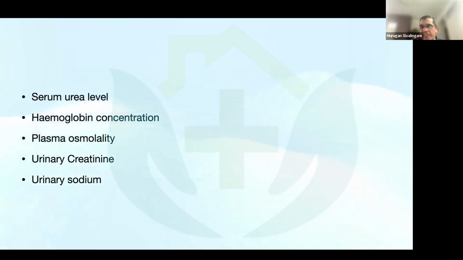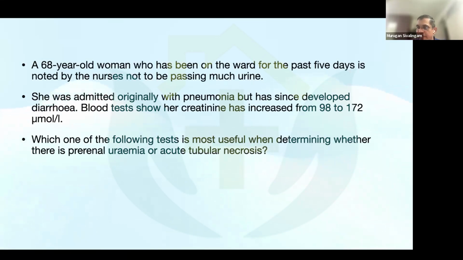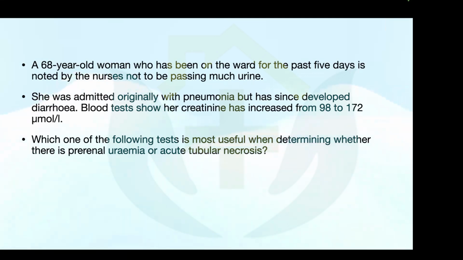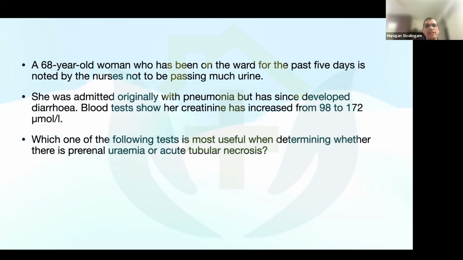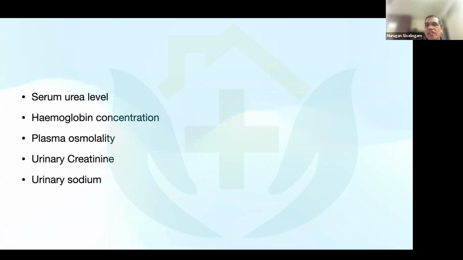So let's say that this lady has got pre-renal renal failure. Why do they develop pre-renal failure? Because it's related to diarrhea, hypovolemia. Obviously, hypovolemia from pneumonia, she may not be eating properly. Just to make things a little bit worse, she's also developed diarrhea. So she would have become even more dehydrated than already, and now she has an acute kidney injury. So let's say you suspect that this lady has a pre-renal AKI.